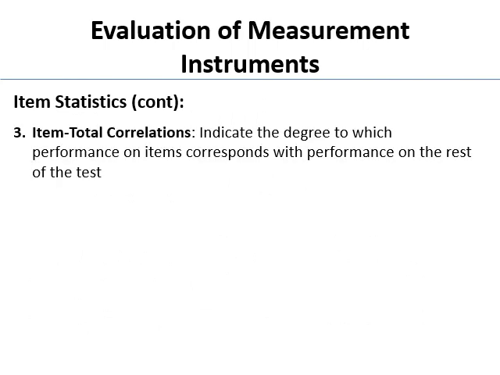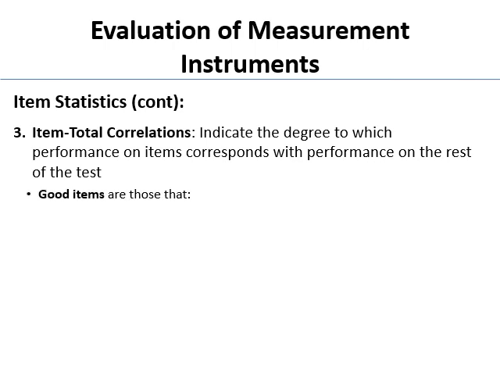So there's also an item total correlation, and item total correlations indicate the degree to which performance on the items corresponds with performance on the rest of the test. So there are correlations of performance on each item with performance on the rest of the test, the total score, basically. And they're super useful.